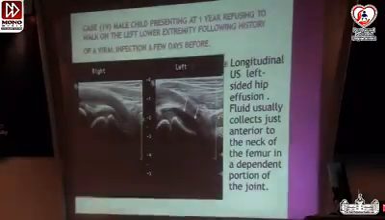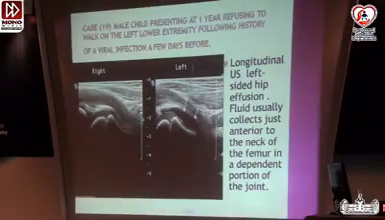Our last case, a male child presenting with refusal to walk on the left lower extremity following a history of a viral infection a few days before. This is the normal right hip. That's the head, the greater trochanter, and this is the neck. Compare it to fluid here seen in the dependent part anterior to the neck. It was a case of hip effusion due to septic arthritis.